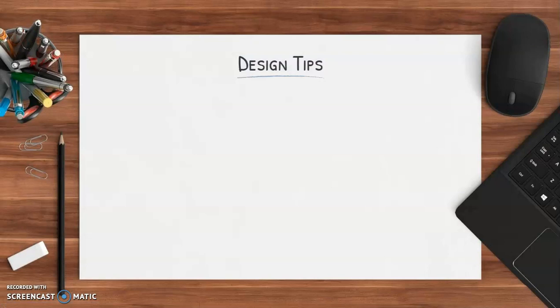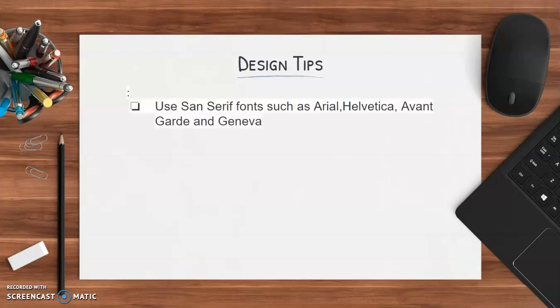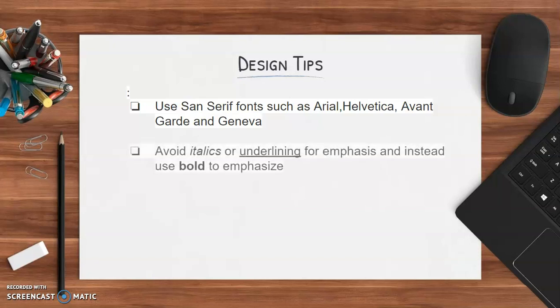Next, we're going to go over some design tips when we're designing something using Google Docs, Microsoft Word, whatever it is. We're going to look at our fonts, and using a sans serif font is probably the best. Something like Arial, Helvetica, Avant. There's lots of them. As long as it's a sans serif font, that's the most ideal.